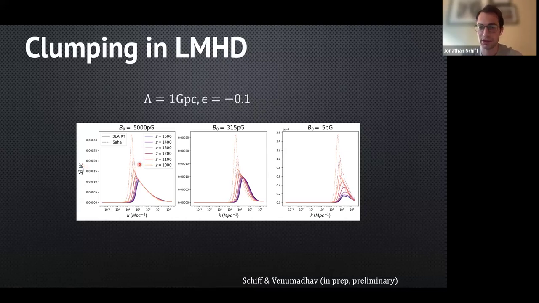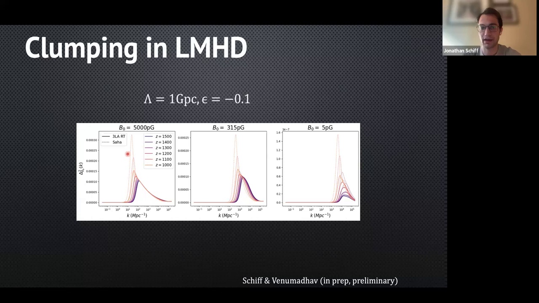Just to point out a couple of key features. Here it's plotted for different field strengths as a function of redshift for different colors. 1100 again is near recombination. And I just want to note that as you go to weaker field strengths, the clumping scale moves to smaller scales. As you go to later redshifts, the clumping moves to larger scales for any particular field strength that you look at. And obviously, if you want to accurately model recombination, you need to have a reliable model.